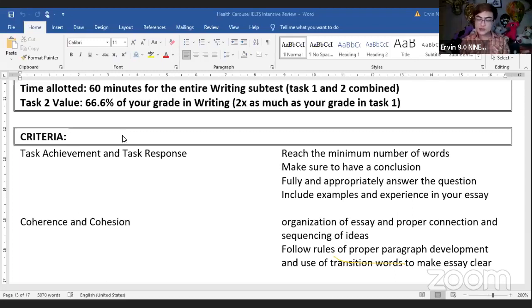For instance, this is what some people write. The line graph shows dot, dot, dot. On the other hand, the bar graph shows, okay. We would rather that you drop "on the other hand" in writing task one.